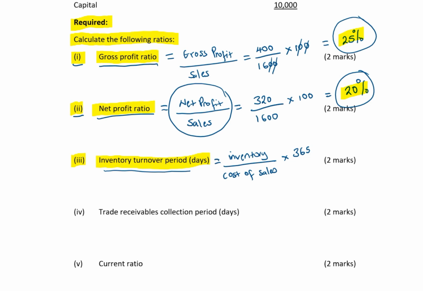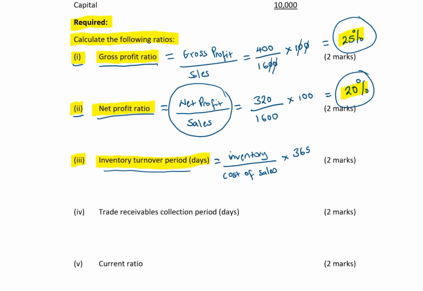Turnover refers to how many times a business is going to reorder its products that it sells because the stock is running out. So inventory turnover period refers to after how many days do you restock? After how many days do you turn over? And this is what it means.